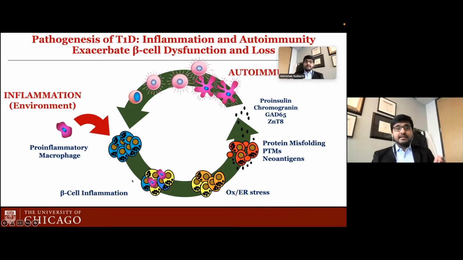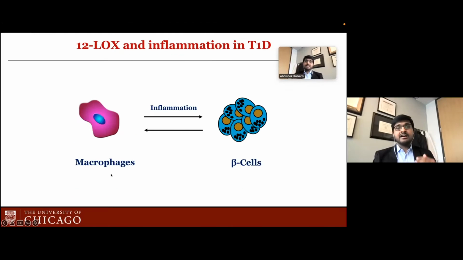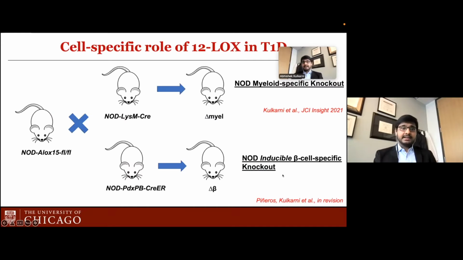So as I mentioned in the introduction, during the initial stages of T1D pathogenesis, the two major cell types that interact are the myeloid cells, known as the macrophages, as well as the beta cells. So we decided to study the role of 12-LOX in these individual cell types, in the type 1 diabetes context. To do that, we generated a myeloid cell specific knockout of 12-LOX on the NOD background, as well as a beta cell specific knockout of 12-LOX on the NOD background. Henceforth, we will refer to these mice as delta myeloid mice or delta beta mice.